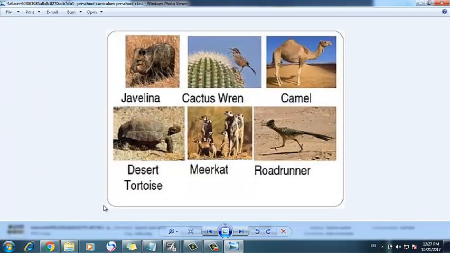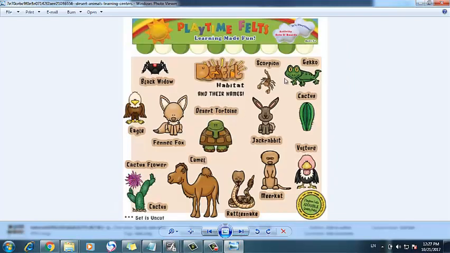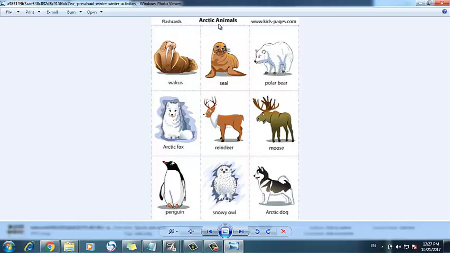Here we have animals that live in desert habitat like the camel, cactus, javelina, desert tortoise, meerkat, and roadrunner. Some other animals that live in the desert are the scorpion, cactus, jackrabbit, which is a kind of rabbit, but the ordinary rabbit lives in the forest. Meerkat, camel, cactus, eagle. Animals that live in Arctic or polar habitat, like the walrus, seal, polar bear, moose and reindeer, Arctic fox, penguin, snowy white owl, and Arctic dog.